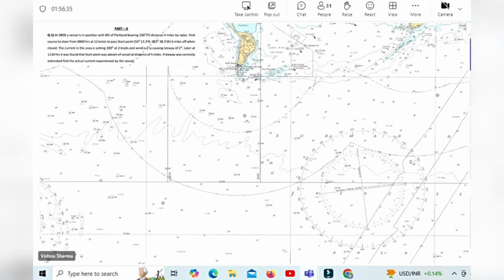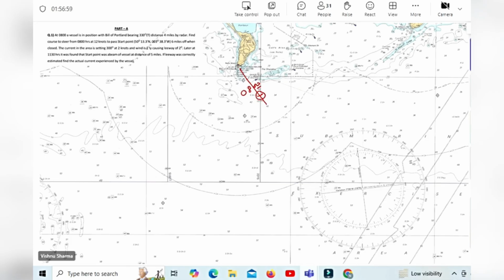Okay. Now here's the question, guys. At 8 o'clock, a vessel is in position below Portland 330°, 4 miles with radar. So 330 is in this direction, like this. So somewhere here is the 8 o'clock position. Am I right, guys?